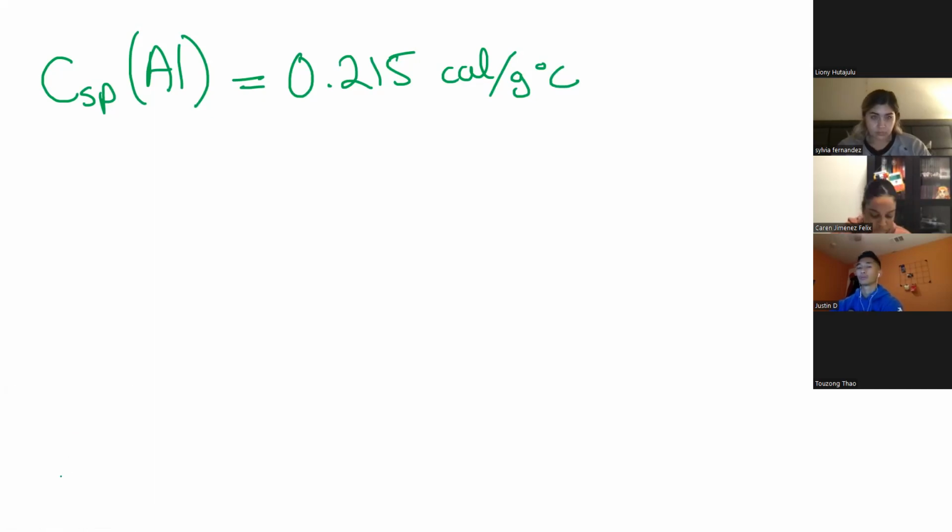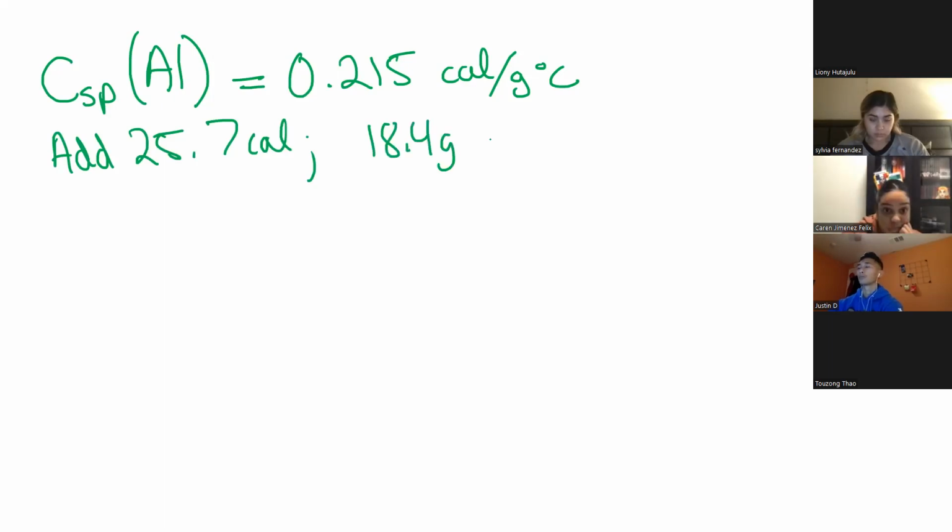We also know that we add 25.7 calories. We know that this is added to 18.4 grams of aluminum. And we know that the temperature, use a capital T, and then we usually put a lowercase subscript i on it for initial temperature, starts out at 20 degrees Celsius. Okay. So what are we looking for? We're looking for final temperature.